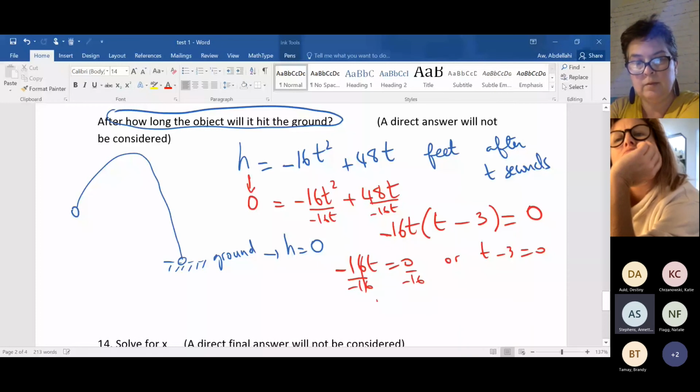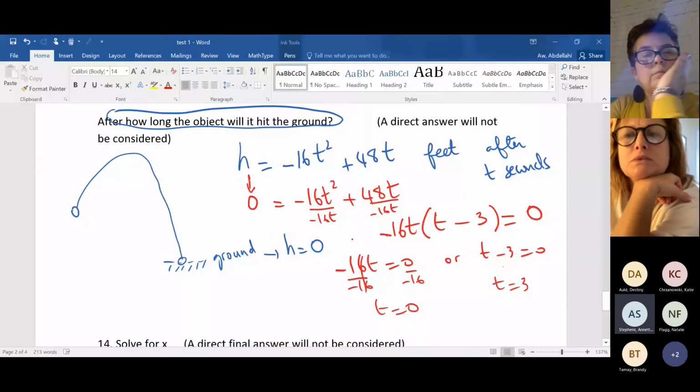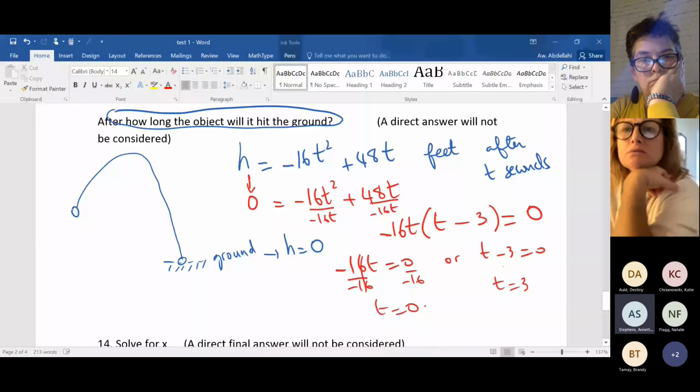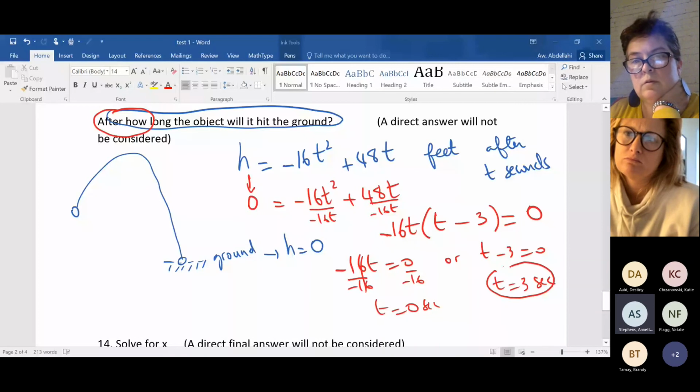You see, I have what look like 2 solutions, but really, what is a solution? If we take into account the context, what is the solution? It's not the vertex. Here I have 2 values of t: t equals 0 seconds and t equals 3 seconds, right? After how long, we anticipate some time, right? So that's going to be my final solution.